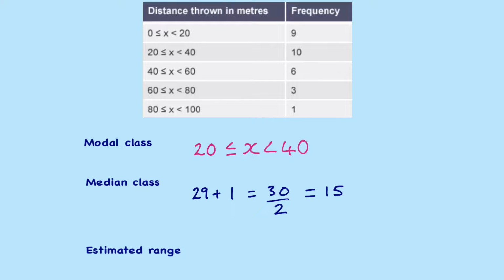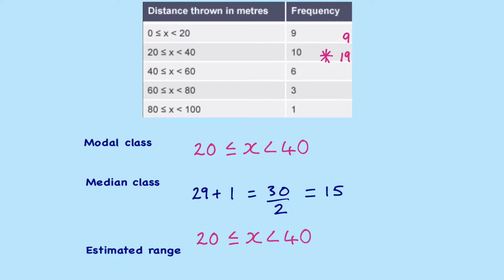So the 15th value is our middle value. So let's find out which interval that value lies. So the first 9 values are in this interval. Then our next 10 values are in this interval, so that brings up to 19. And then we can stop there because this interval brings up to 19, therefore the 15th has to be in this interval. So our median class is 20 to 40.